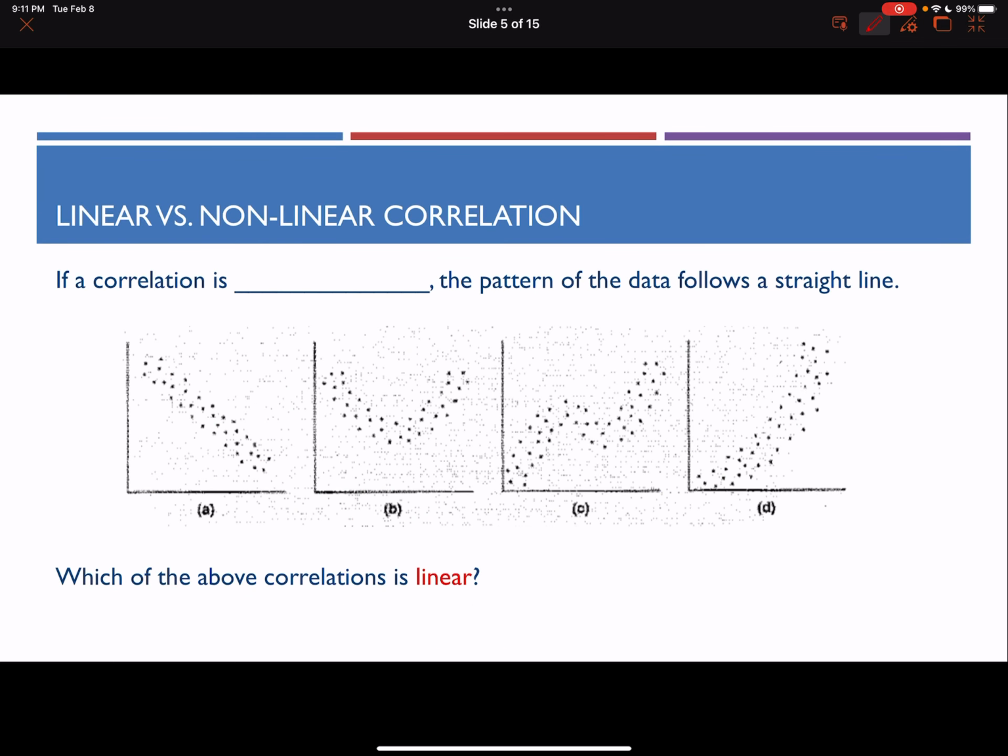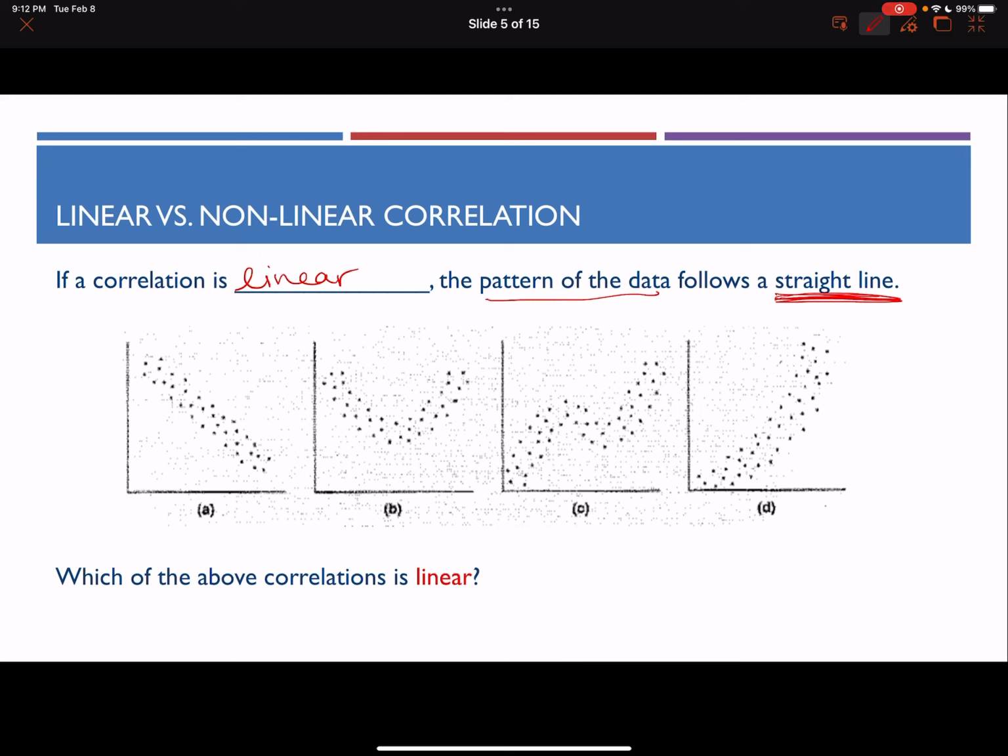So now let's talk about what we call correlation. If a correlation is linear, then the pattern of the data follows a straight line. In other words, when we look at scatter plots, we're looking for the pattern of the data, and we're asking what the pattern follows. Does it follow a straight line, a curved line, something else? So the question is, which of the correlations in these scatter plots is linear?